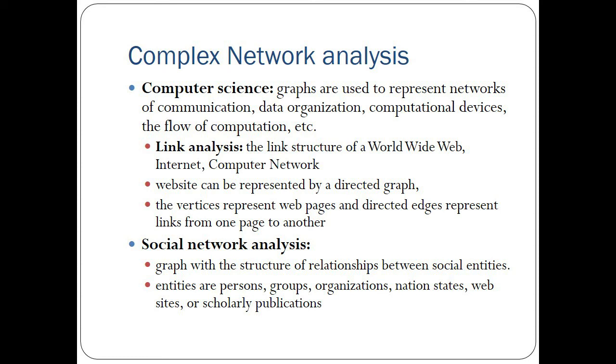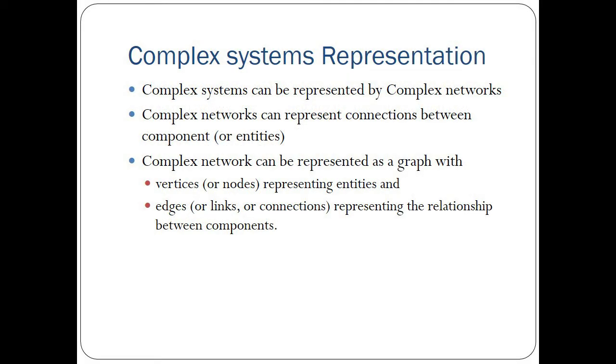Organizations working together, national states could be studied together with the social network. Then websites could be studied. Scholarly publications could have relationships between each other. So all these things could be studied together. In the complex system, we can represent those complex systems in various ways. So we look at what are the various ways to represent these complex systems.